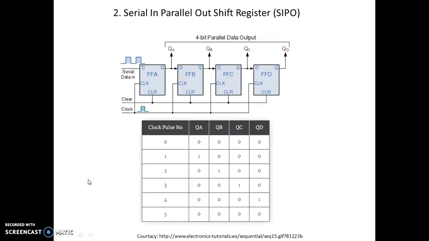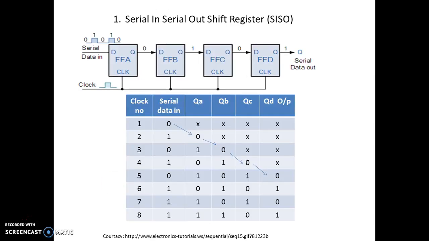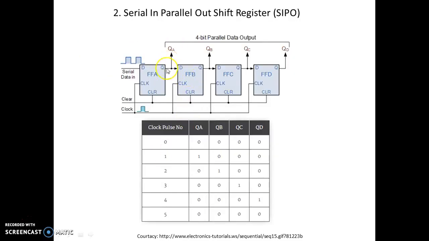Next, we see the serial in parallel out shift register, or SIPO shift register. It is very similar to the previous one. The only difference is that the output is taken from each of the Q outputs at the same time. So data is inserted serially but taken out 4 bits at a time. So it is a parallel output type of operation.